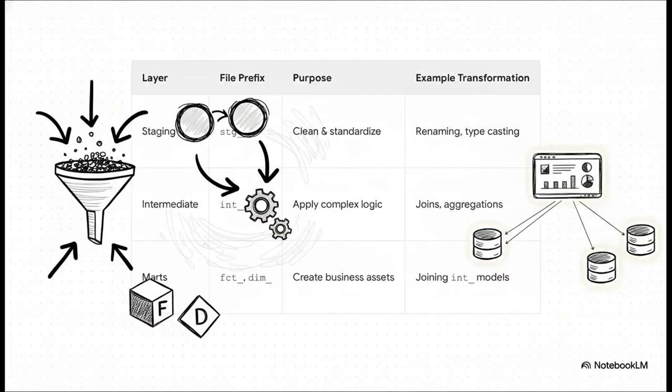We've already covered the STG layer. Next up is the int layer, or intermediate layer. This is where you do the more complex work, like joining several of those staging models together. And then finally, you have the marts layer. This is where we create those polished, business-ready datasets for our end users, often organized into fact tables, which hold events and metrics, and dimension tables, which describe the who, what, and where of our data.